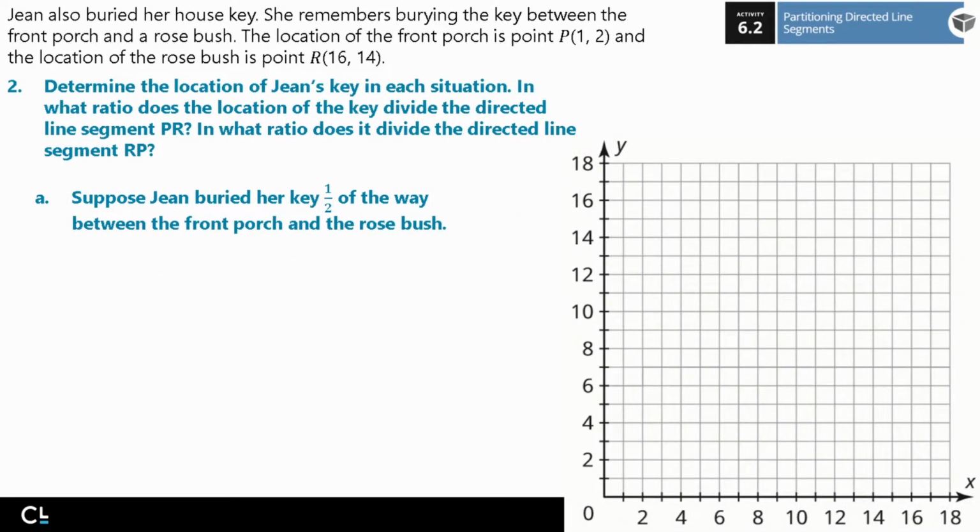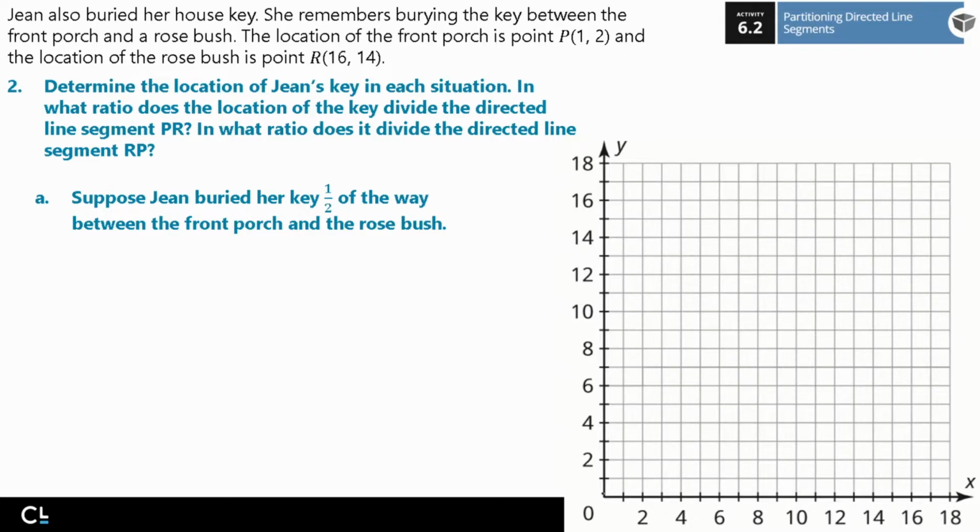Awesome. So now it says Jean also buried a house key. She remembers burying the key between the front porch and the rose bush. The location of the front porch is point P (1, 2), and the location of the rose bush is at point R (16, 14). So the thing we have to do here is say, hey, these points aren't on my grid anymore, so we have to find them.